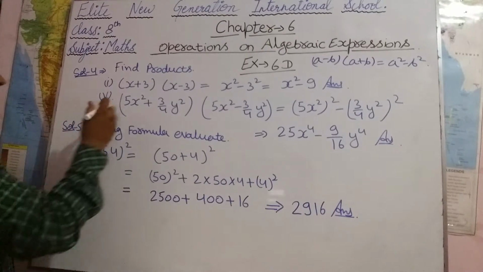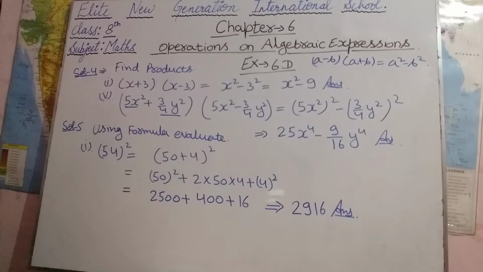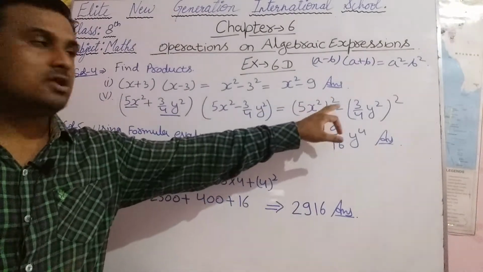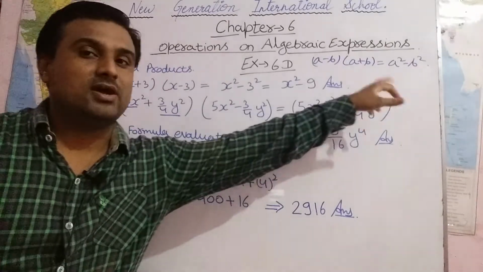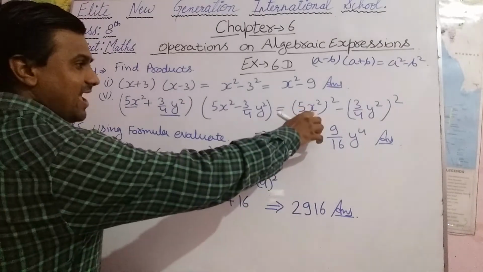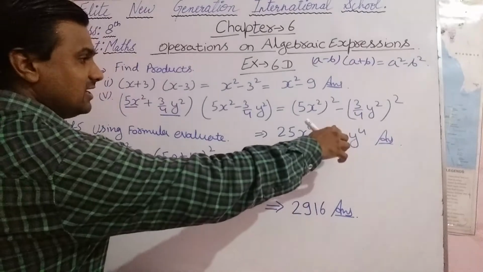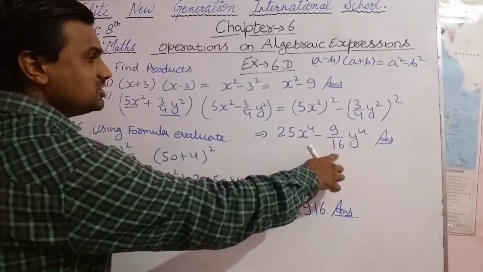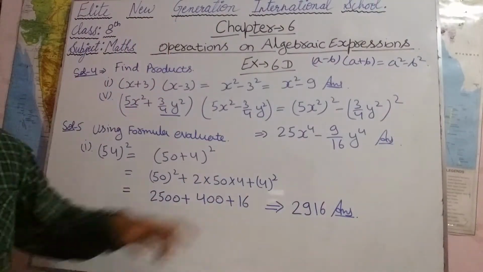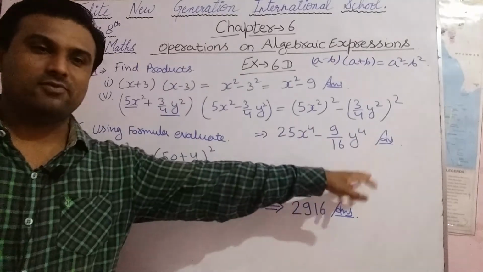Here the value of a is 5x square and the value of b is 3 upon 4y square. So by using the identity, we can write it as (5x square) whole square minus (3 upon 4y square) whole square. So 5 square will be 25 and x square whole square will be x power 4, minus (3 upon 4) square will be 9 upon 16 and y square whole square will be y power 4. So the answer will be 25x power 4 minus 9 upon 16 y raised to the power 4.